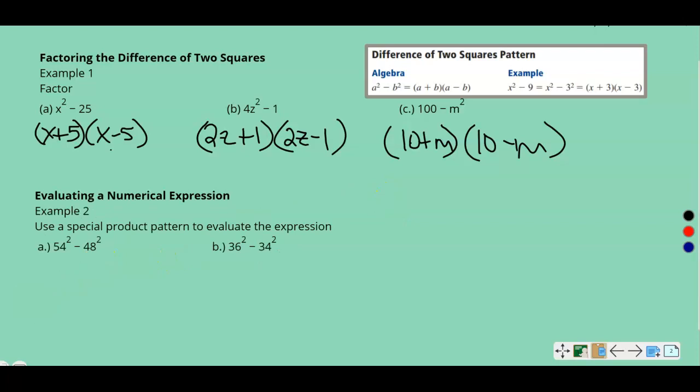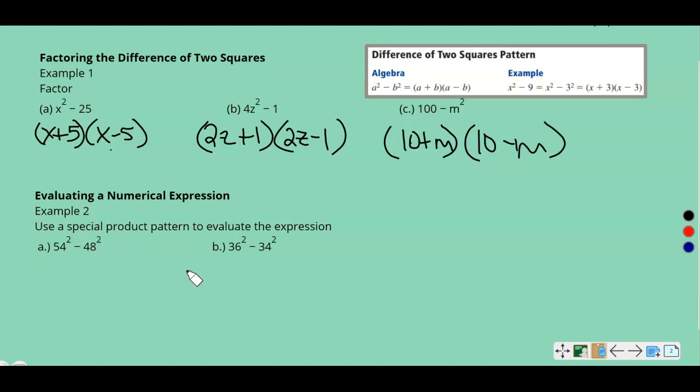All right, example 2, evaluating numerical expressions. It says use a special product pattern to evaluate the expression. Sometimes when you have larger numbers, you can find the answer quicker by using a difference of squares pattern. Anything squared is a perfect square. So I've got 54 squared minus 48 squared. This is a difference of squares.